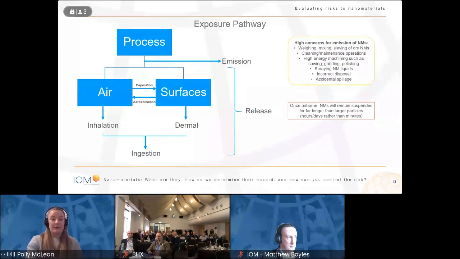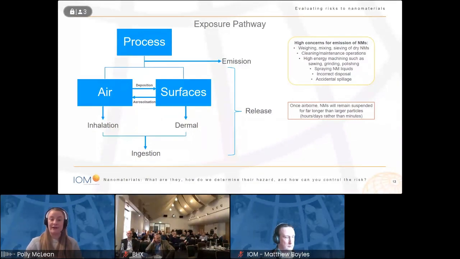And once nanomaterials are aerosolized, they will remain suspended in the air for far longer than larger particles. So where your micron-sized particles might just remain suspended for a matter of minutes, nanomaterials have been shown to stay in the air for hours or even up to days. And that's a really important consideration when we think about the control measures, which I'll discuss a bit more later on.